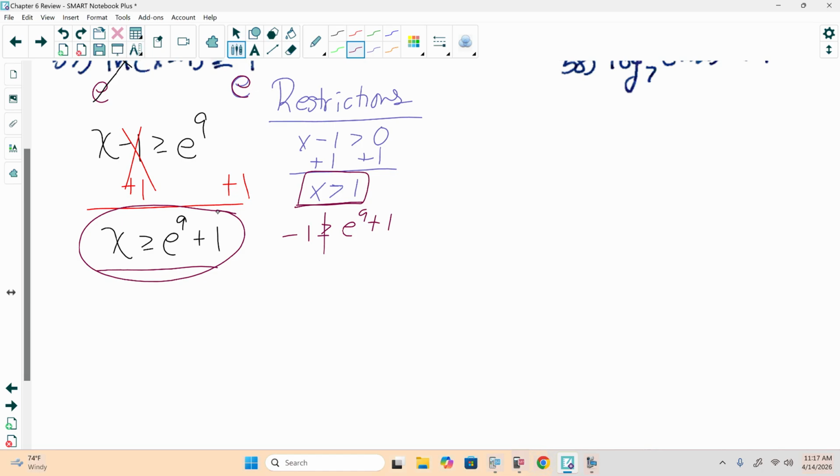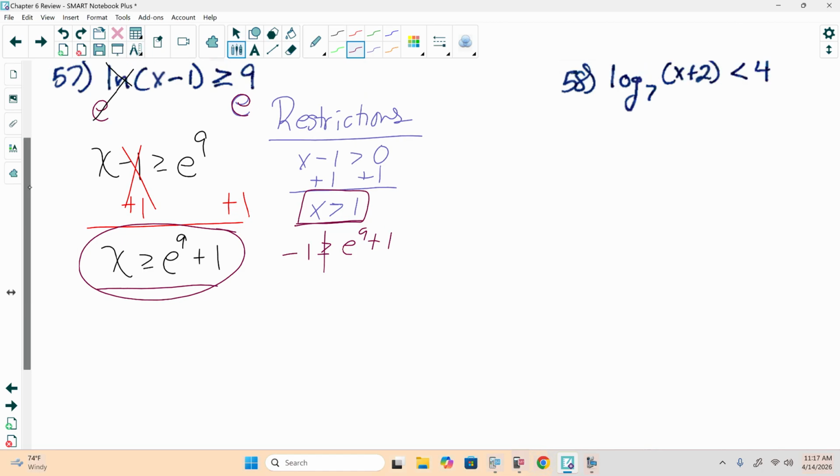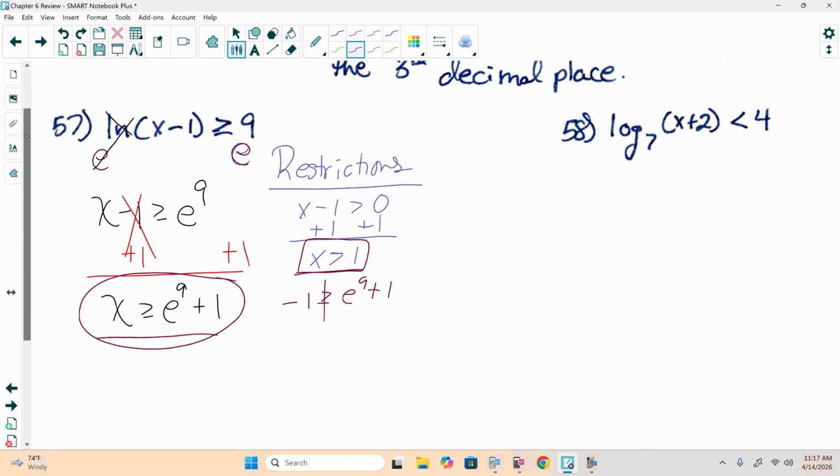So our solution set are the values of x that are greater than or equal to e to the 9th plus 1. That's it. Questions on this here? Questions on 58? Okay.